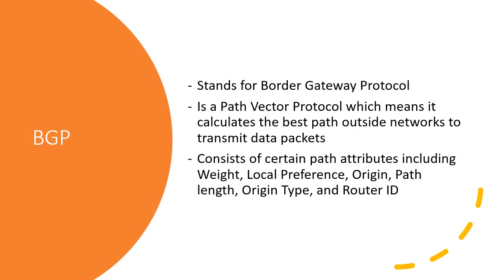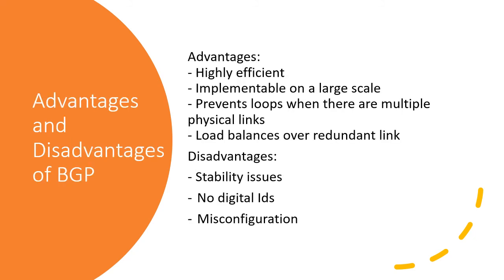BGP stands for Border Gateway Protocol. It is a path vector protocol, which means it calculates the best path outside networks to transmit data packets. It consists of certain path attributes, including weight, local preference, origin, path length, origin type, and router ID. Its advantages and disadvantages include: it is highly efficient, implementable on a large scale, prevents loops when there are multiple physical links, and load balances over redundant links.